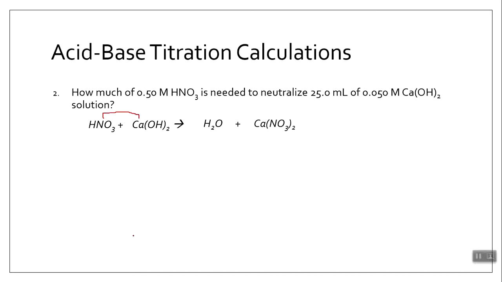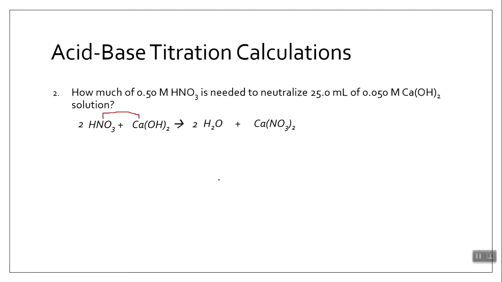And to help you balance neutralization reactions, you can switch out your water, H2O, and write it as HOH. And remember, that way you can keep your hydroxides together, and it's much easier to balance that way. So if I do that, I need a 2 in front of the HOH because I have 2 hydroxides here. And then I'll need a 2 in front of my nitric acid, and that takes care of the balancing. So I'm going to go ahead and rewrite my HOH as H2O and go ahead and solve the problem now.